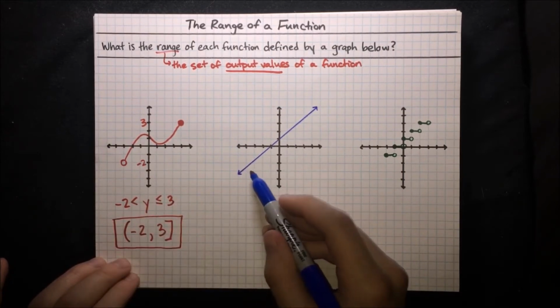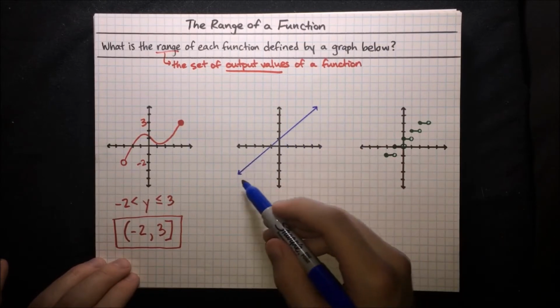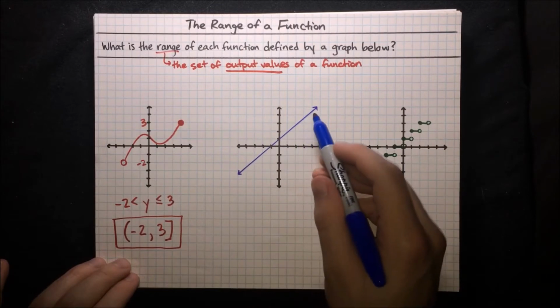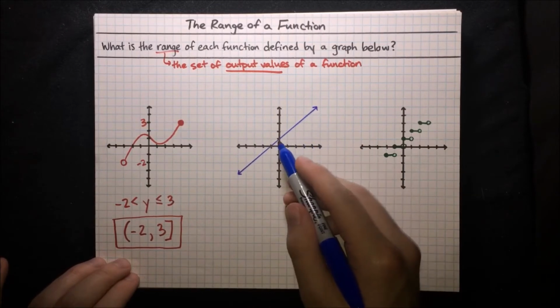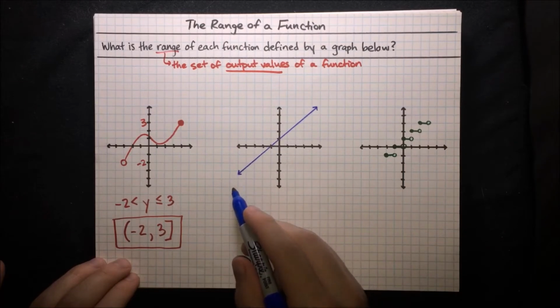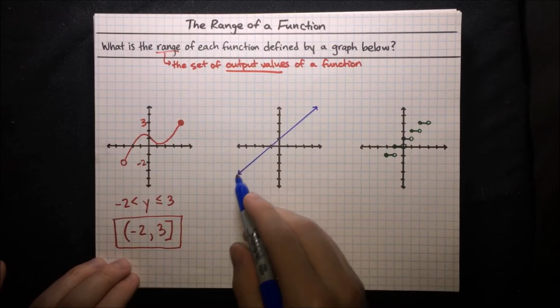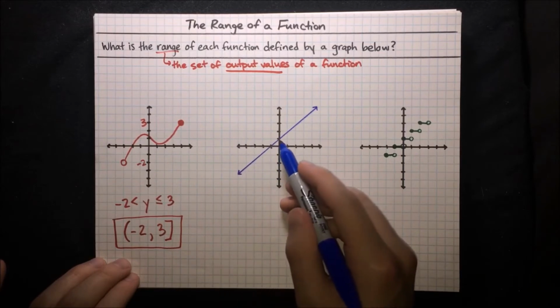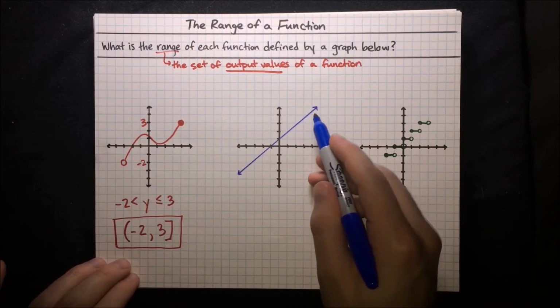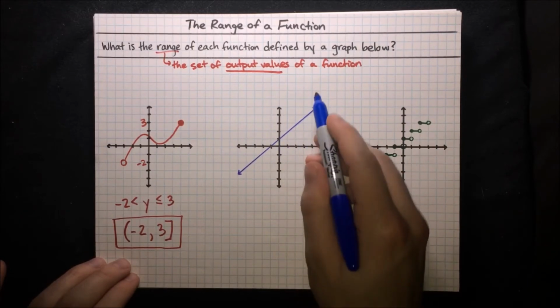Okay, so how about this function here? Just a straight line. What's the range of this function? Well, what are the y values that this function takes on? As the function goes to the left, it keeps getting lower and lower, and it keeps getting lower without bound. It doesn't ever stop getting lower. There's an arrow on the function, so that just means it goes forever. Likewise, as we go to the right, the function keeps getting higher and higher. There's an arrow there, so it keeps on getting higher and higher forever.